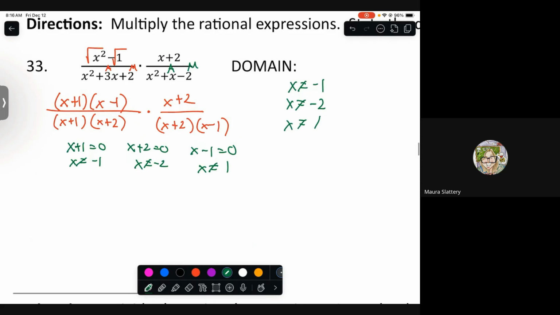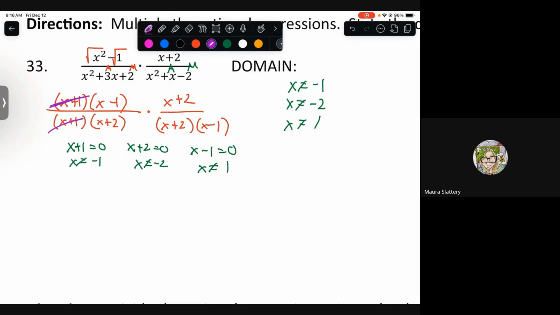Now, for simplifying, when you're multiplying, basically anything on the top can cancel with anything on the bottom. So this one can cancel with this one. This one can cancel with this one. And something that's very important is, let's say you have multiples of something, only one of them cancels. So this one can cancel with this one, or with the other, but you're going to be left with one of those x plus 2's in the denominator.